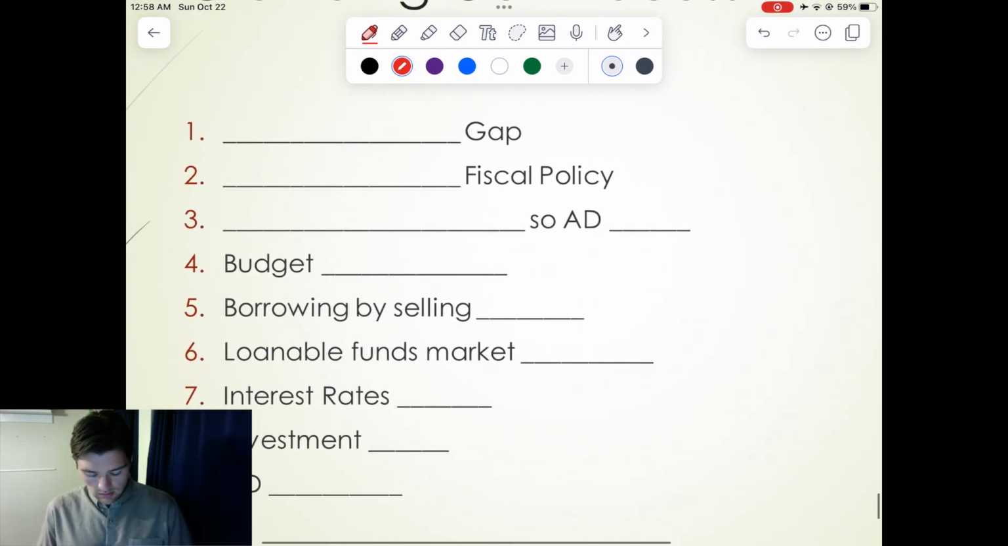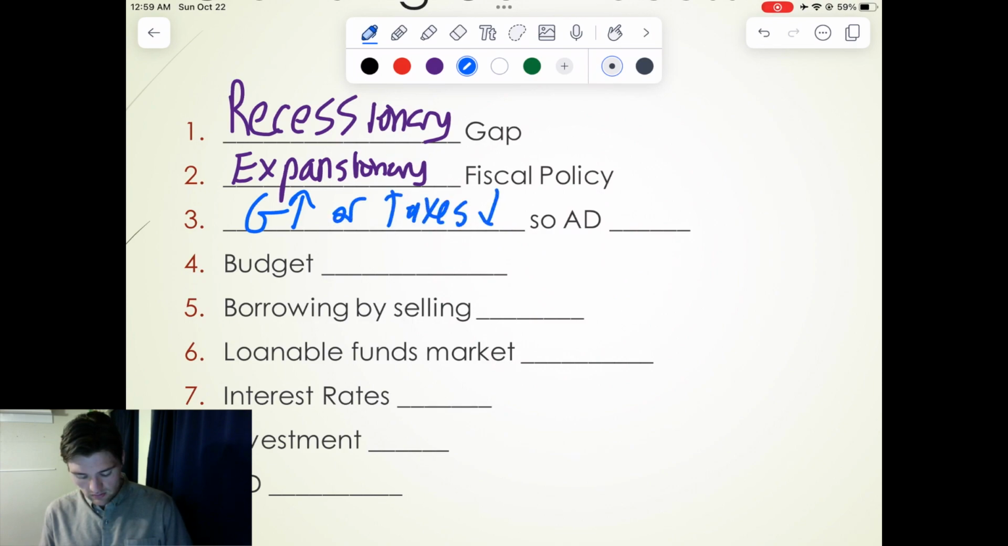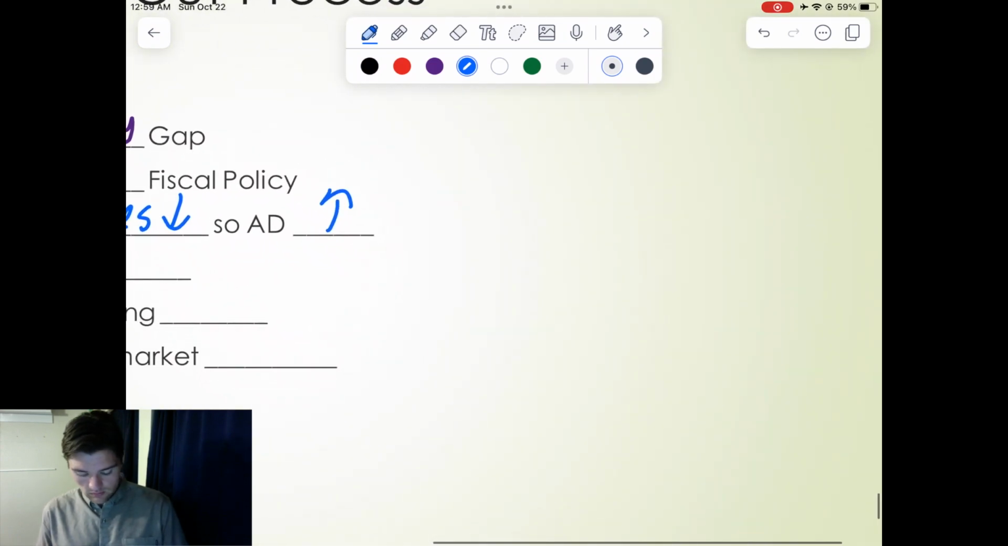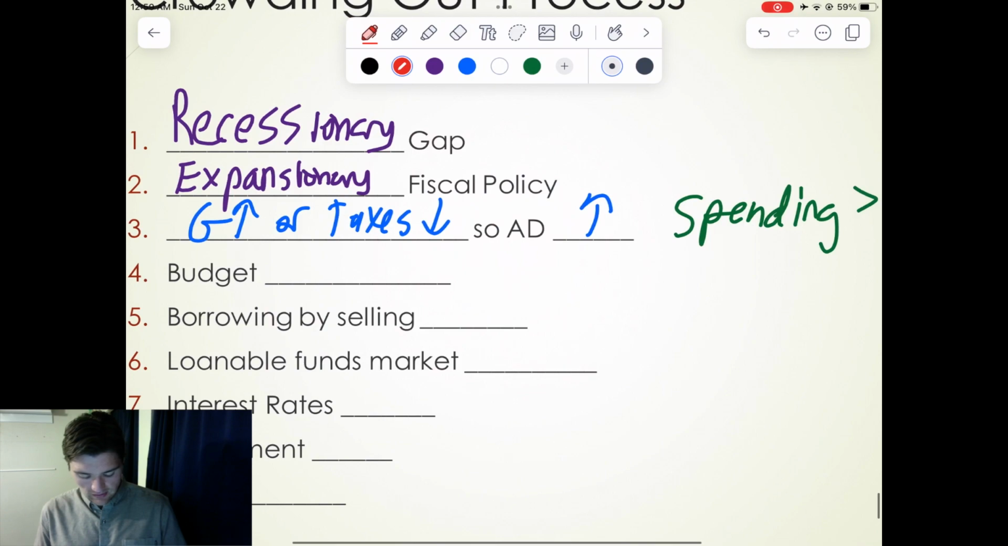Number one is you have a recessionary gap. Number two, because you have a recessionary gap, you want to do expansionary fiscal policy, which means you're doing more government spending or a decrease in taxes. So therefore, aggregate demand will be increasing, because you're spending more, right? So your spending is increasing. Your spending is more than your revenue. So therefore, you run a budget deficit.